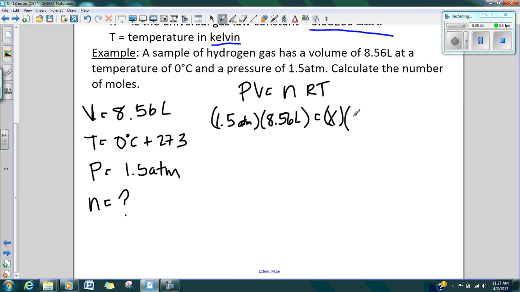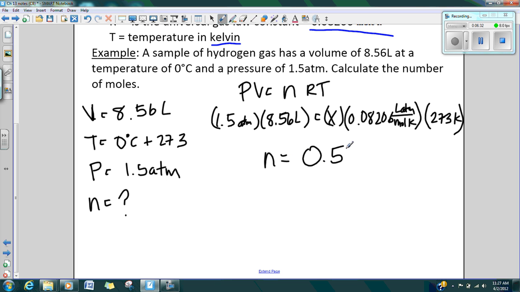And I have my gas law constant, so here is where you put it in, 0.08206 liters atmosphere per mole Kelvin. And then times my temperature, which is 273 Kelvin. And I can go ahead and do my magic algebra that you guys are all very good at. And when I find that, I got the number of moles to be 0.57. Okay, so that's our ideal gas law.